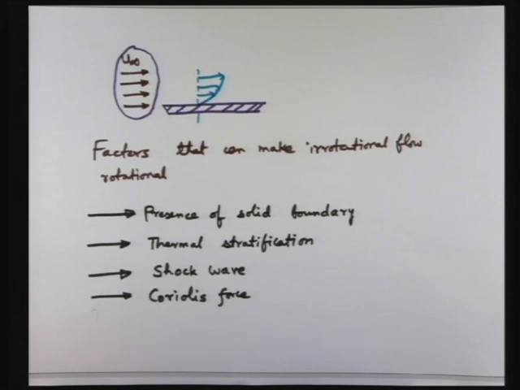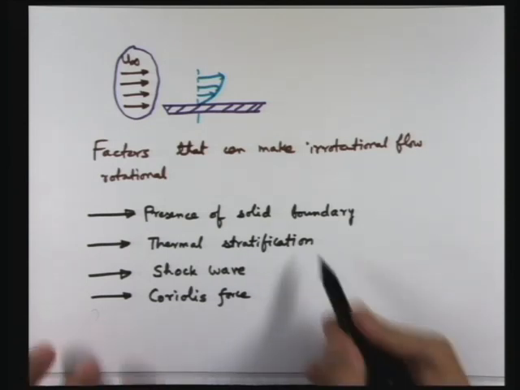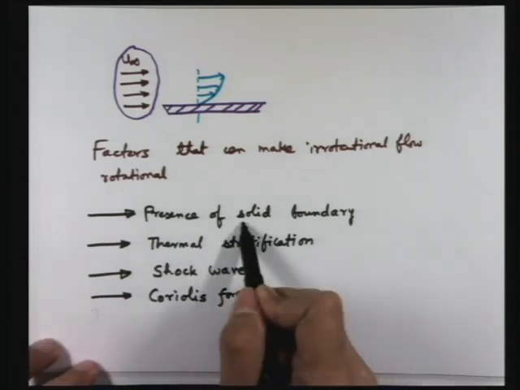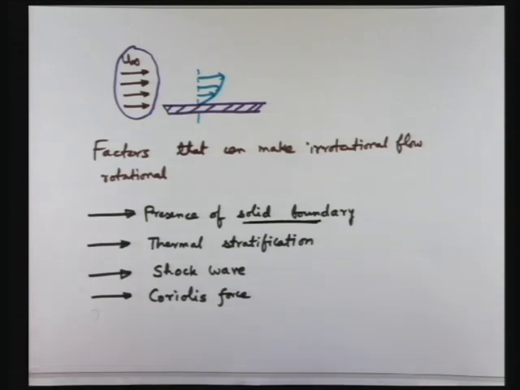So you can see, this is just to highlight that there are abundant examples in nature which can convert an irrotational flow to a rotational one. If you have an irrotational flow, it will remain irrotational forever. See, thermal stratification, shock wave and Coriolis force are not very common examples that we encounter in engineering, but presence of solid boundary is a very common example. So presence of solid boundary will convert an irrotational flow to a rotational one, provided the fluid has viscosity.